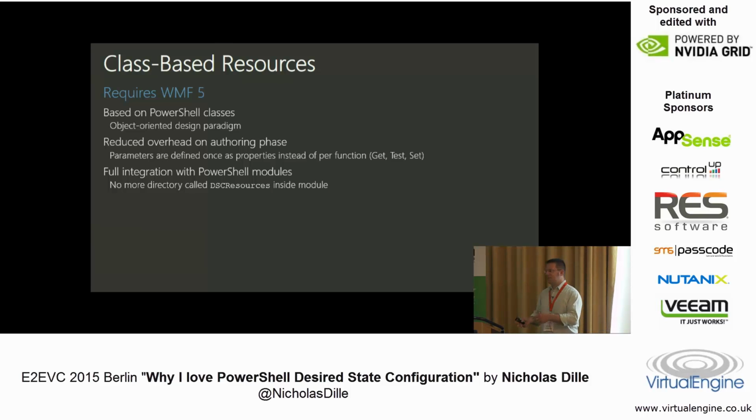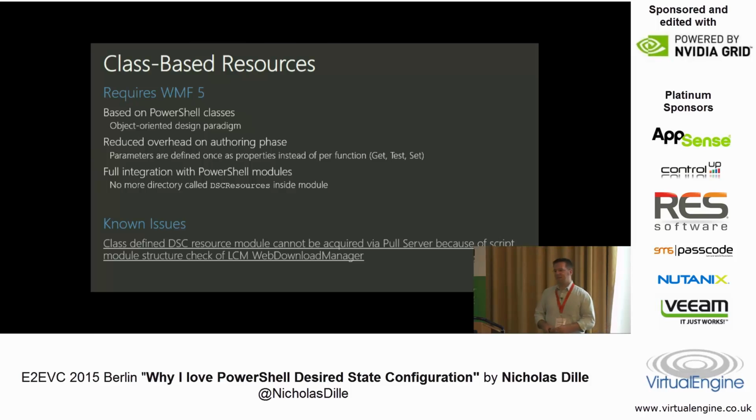On the other hand, a class-based resource is just put in the PSM1 file in the PowerShell module. There's one known issue. If you're using a pull server, you can also deploy the resources that are required to apply configuration using the pull server. But unfortunately, that does not work at the moment with a class-based resource. But I expect that to be fixed in the RTM of WMF5, because that's just a vital element that you not only deploy a node configuration, but also the required resources to apply this configuration.